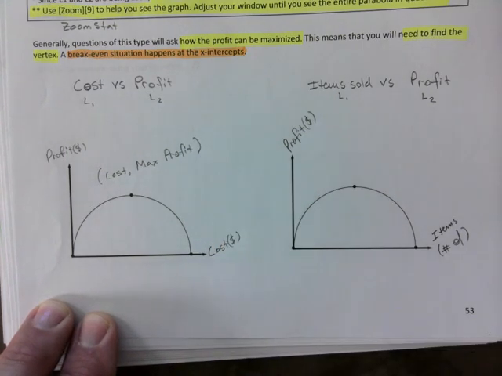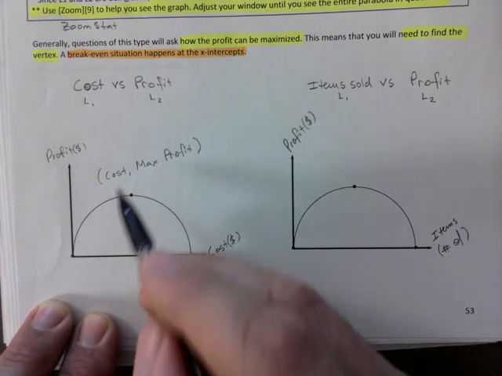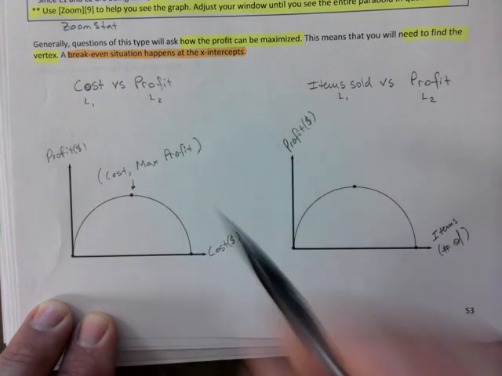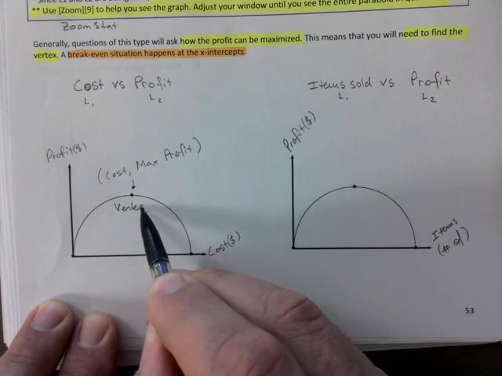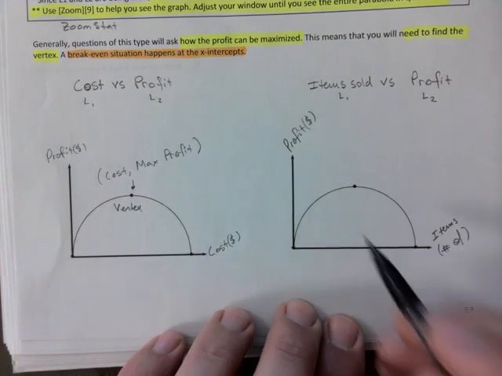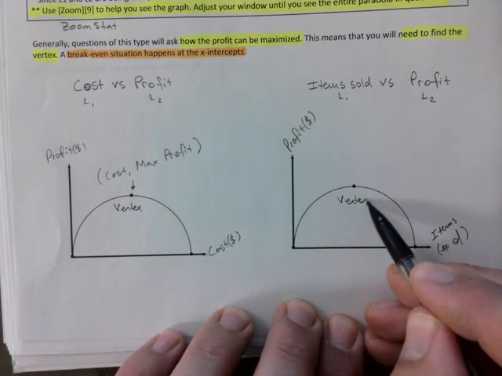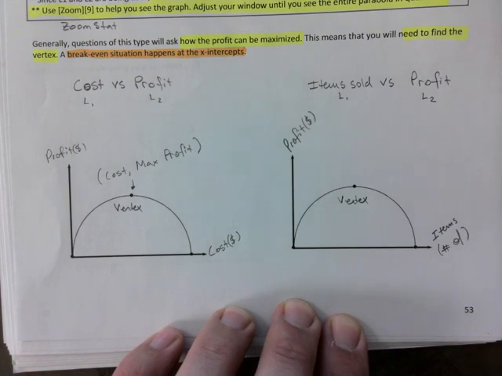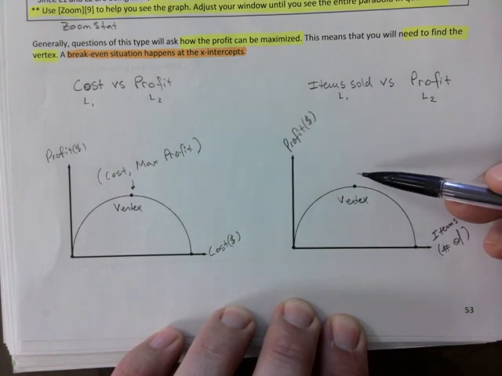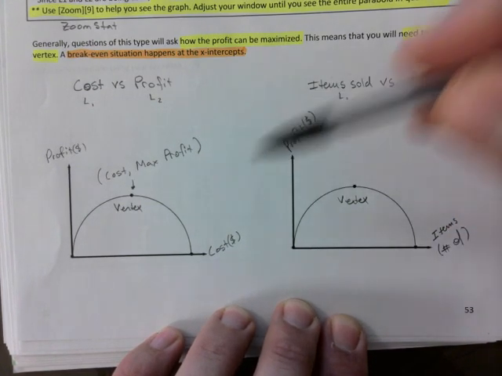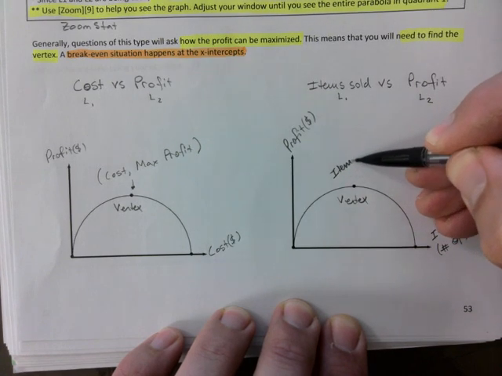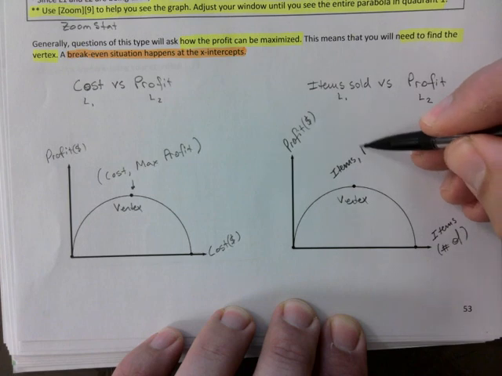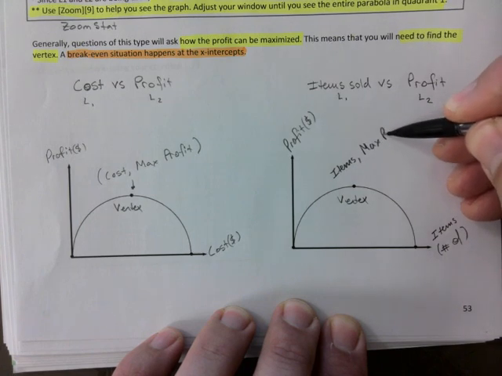That's what you're finding there. That's this point right here, the vertex. Don't forget that that's the vertex. I think we know, but sometimes I assume, and I shouldn't be assuming, but that's our vertex, right? If you find the vertex here, you're going to find how many items you would have to sell in order to get that max profit.